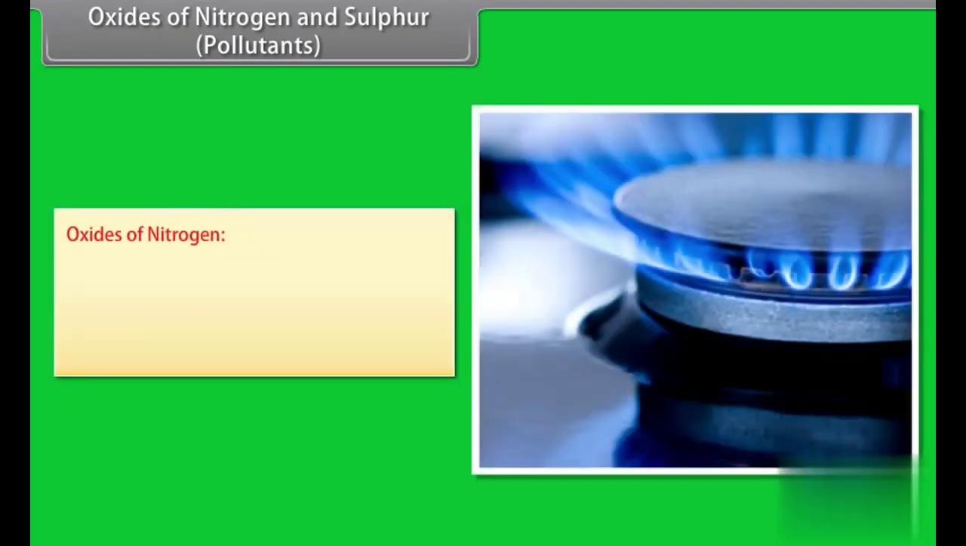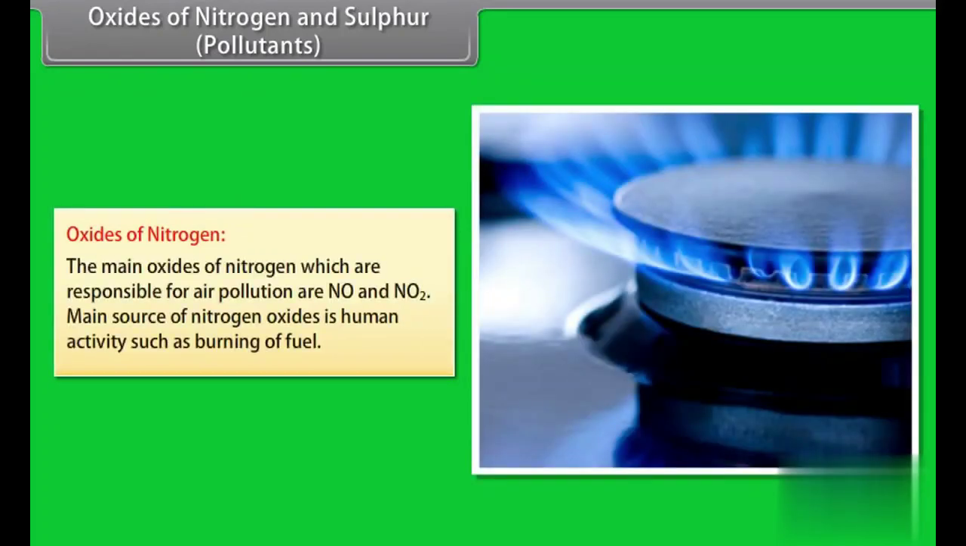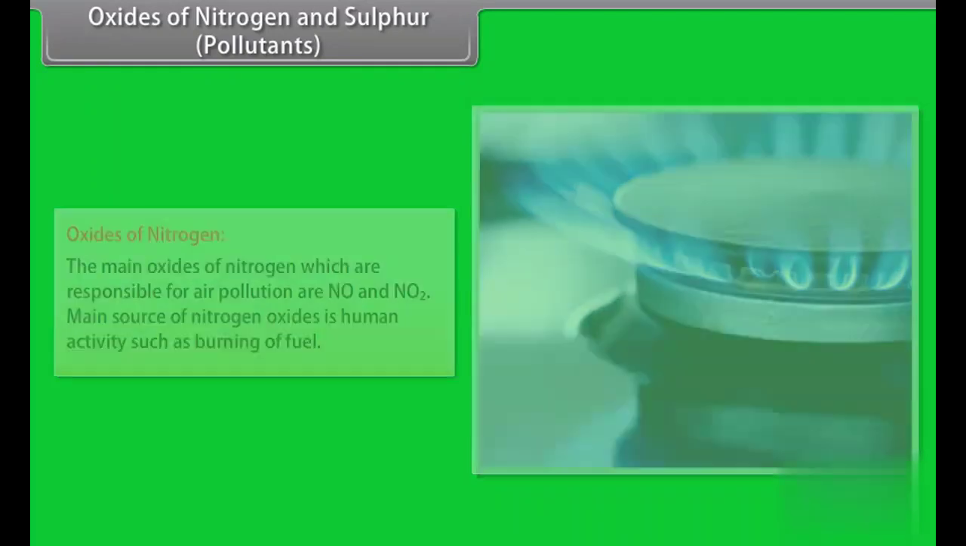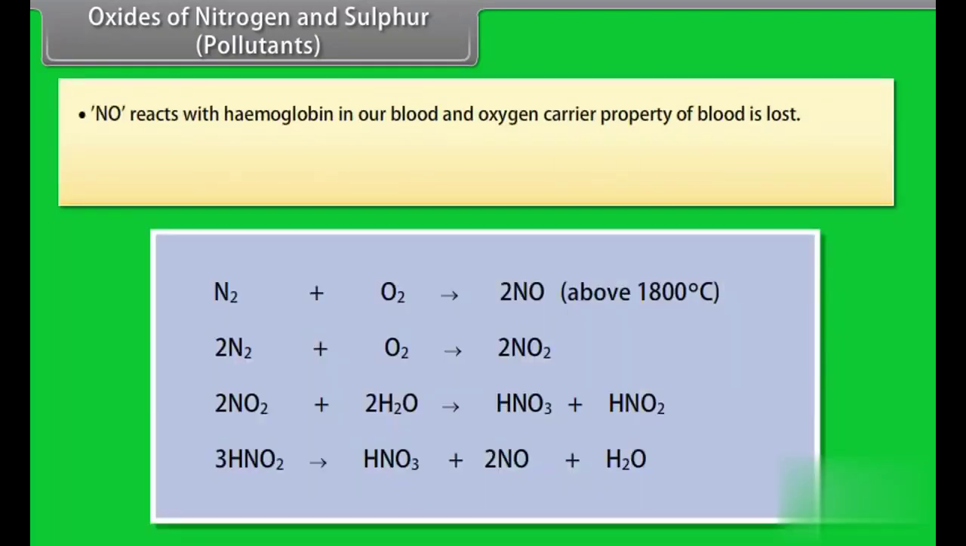Oxides of nitrogen and sulfur. Pollutants. Oxides of nitrogen. The main oxides of nitrogen which are responsible for air pollution are NO and NO2. The main source of nitrogen oxides is human activity such as burning of fuel. The main reactions are: NO reacts with hemoglobin in our blood and the oxygen carrier property of blood is lost.